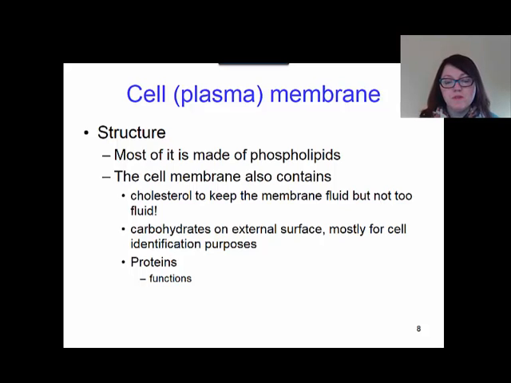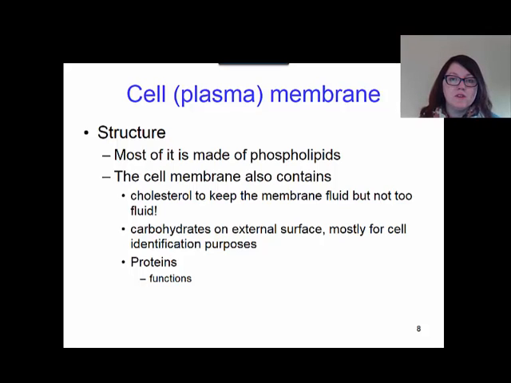So most of the cell membrane is made of phospholipids. The cholesterol that's there is there to help keep the membrane fluid, but not too fluid. So by taking in or removing cholesterol from the cell membrane, we can change how fluid or solid the cell membrane is, and that's important as temperatures change.